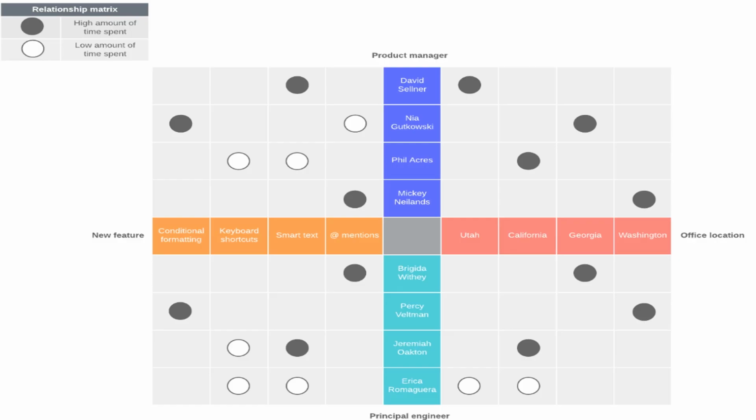For instance, in the example in front of you on the screen, office locations are related to the product managers and principal engineers, but not to the new features. You use the X-shaped diagram when you need to compare four groups of items.